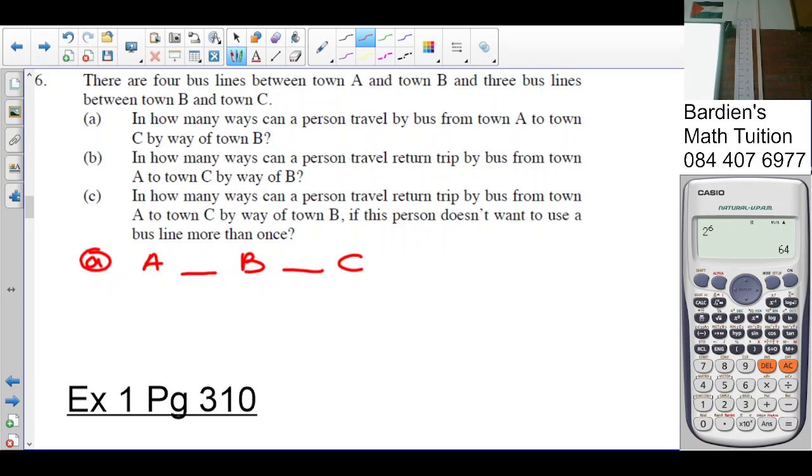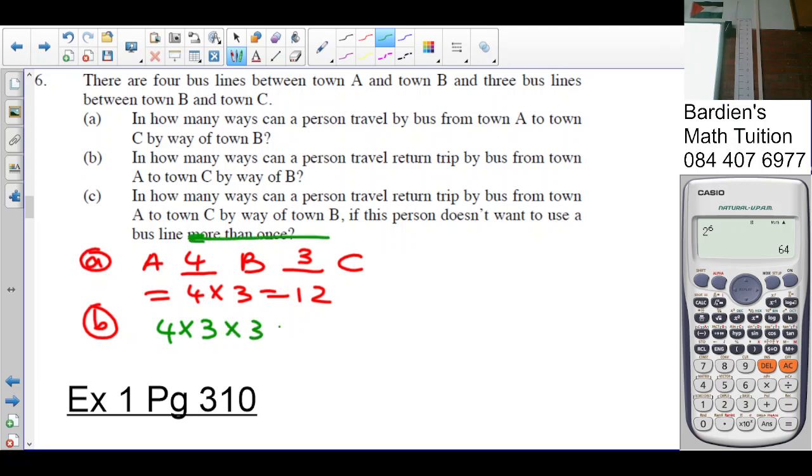So from A to B there are 4 ways, from B to C there are 3 ways. So in other words, that is going to be 4 times 3, which is 12 ways. B. How many ways can a person travel a return trip by bus from town A to town C by way of town B? There are 12 ways going, and coming back is going to be times 3 times 4. From C to B is 3 ways, and from B to A is again 4 ways. So it's 144 ways.